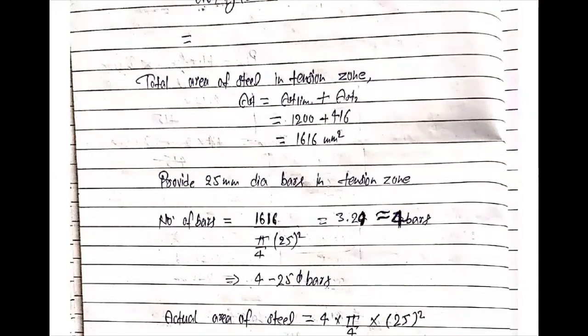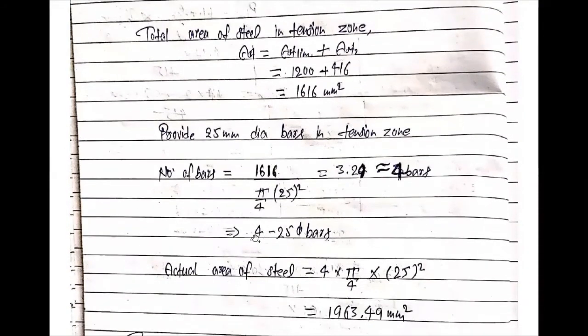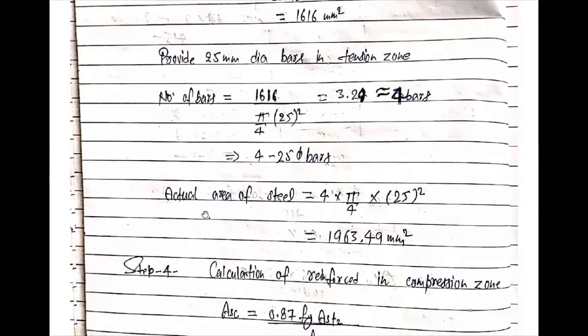Now we'll provide 25 mm dia bars in tension zone. The number of bars is 1616 divided by the area of 1 bar, so it is approximately 4 bars. It gives 4 bars of 25 mm dia. The actual area of steel, 4 bars of 25 mm dia, comes out to be 1963.49 mm square.